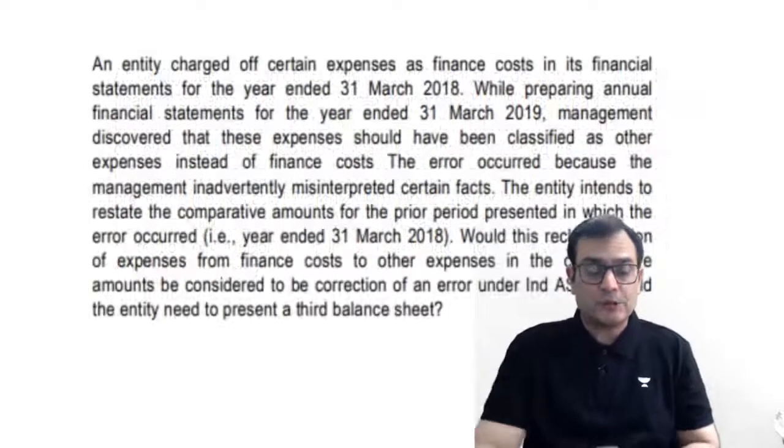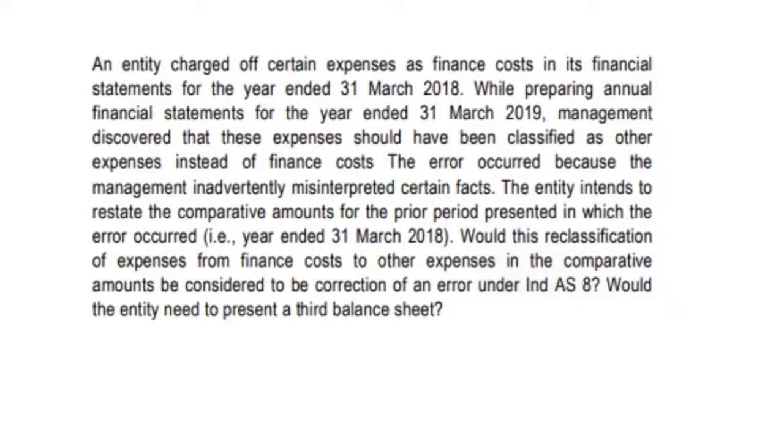Let's have a look at another question with you. Let's read this first. It says an entity charged certain expenses, the focus is on the word expenses, which is not an asset or liability, as a finance cost in the financial statements for the year ended 18. While preparing the annual financial statements for the year 19, management discovered that these expenses should have been taken as other expense instead of finance cost. So the error occurred due to the management inadvertently misinterpreting certain facts. The entity needs to restate the comparative amounts for the prior year that ended March 18.